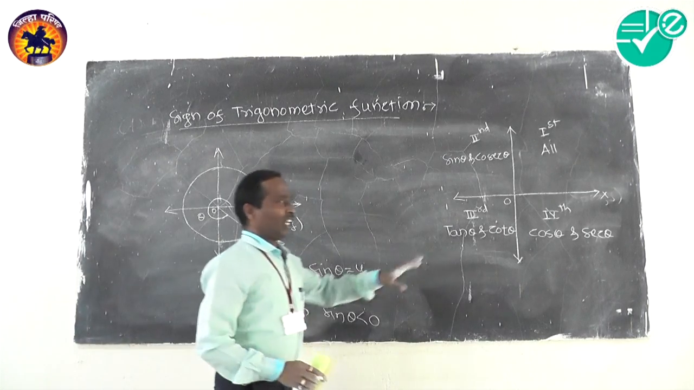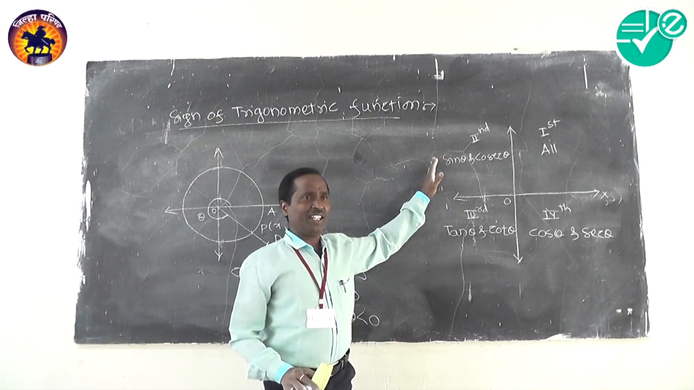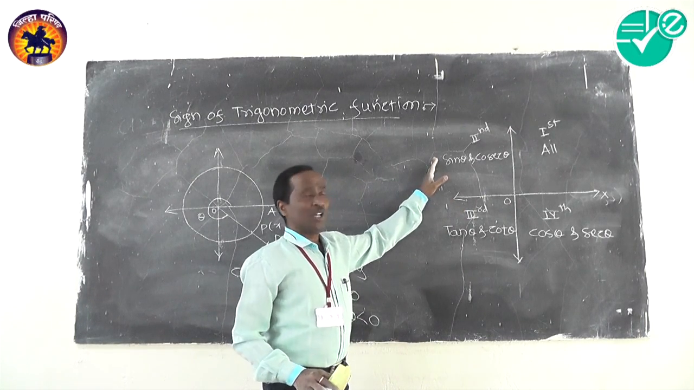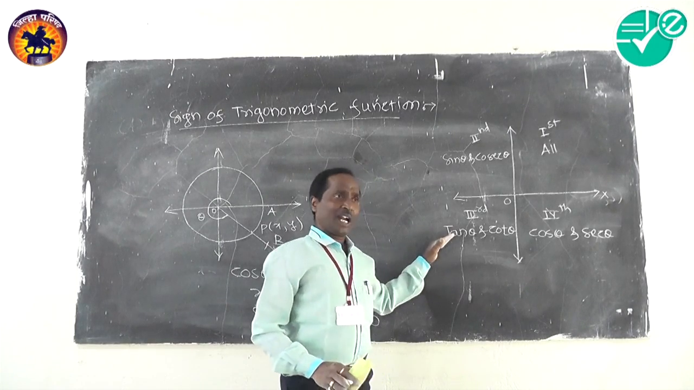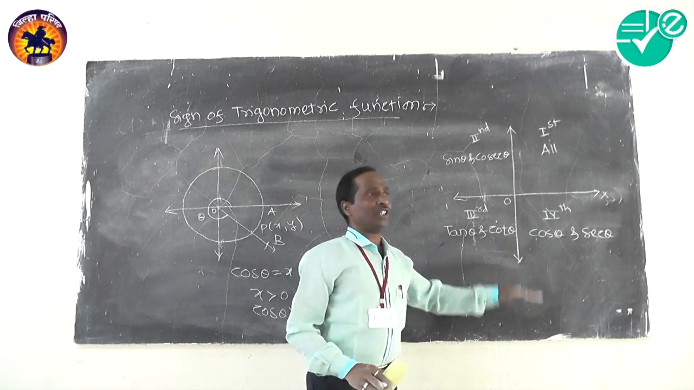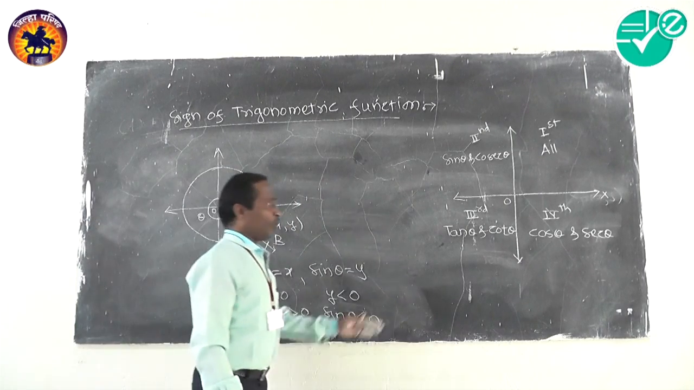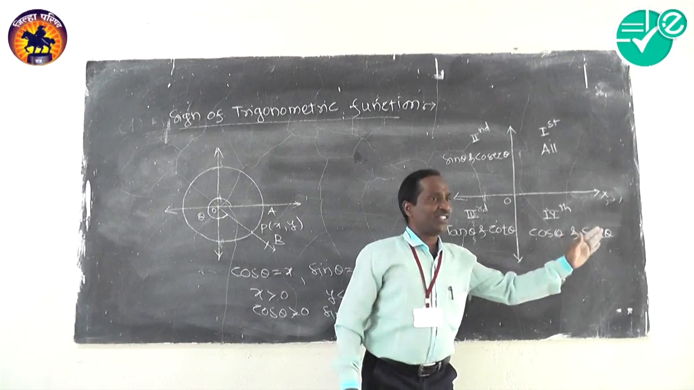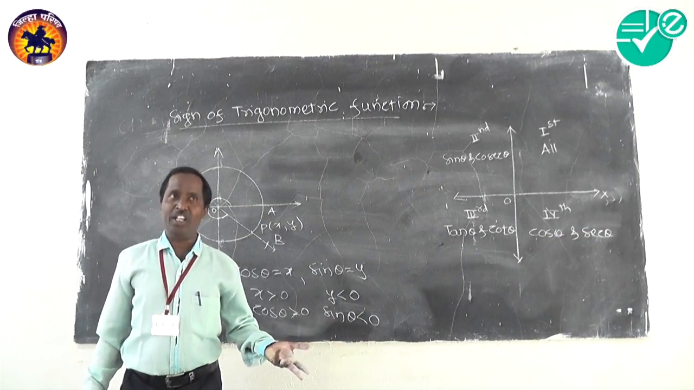In the first quadrant, all trigonometric ratios are positive. In the second quadrant, sin theta and cosec theta are positive, and the rest of the trigonometric functions are negative. In the third quadrant, tan theta and cot theta are positive, and the rest are negative. In the fourth quadrant, cos theta and sec theta are positive, and the rest are negative.